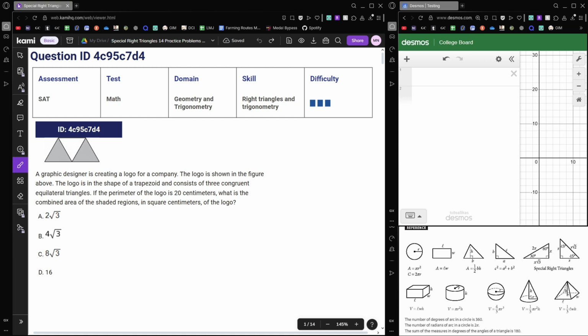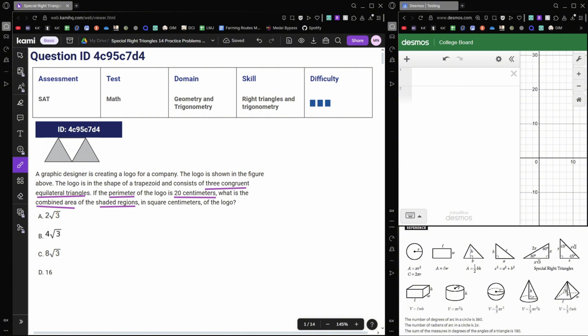A graphic designer is creating a logo for a company. The logo is shown in the figure above. The logo is in the shape of a trapezoid and consists of 3 congruent equilateral triangles. If the perimeter of the logo is 20 centimeters, what is the combined area of the shaded regions in square centimeters of the logo? So here our shape is a trapezoid, but really it's just 3 triangles.